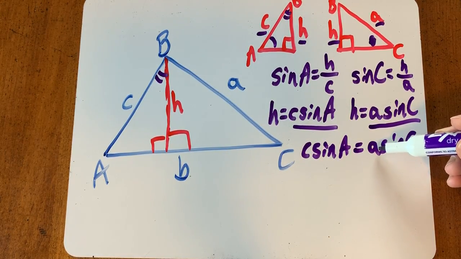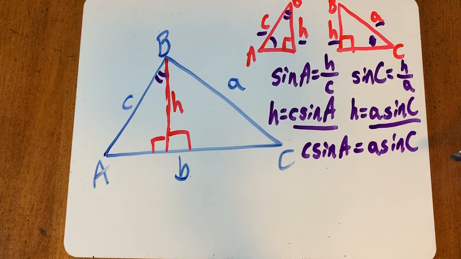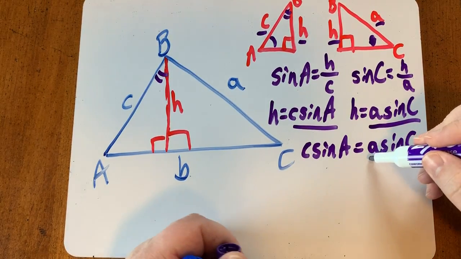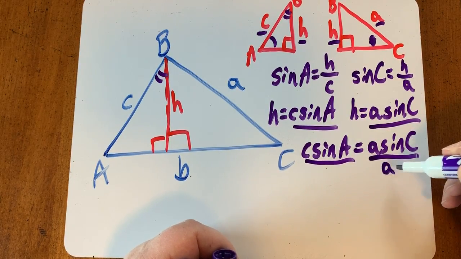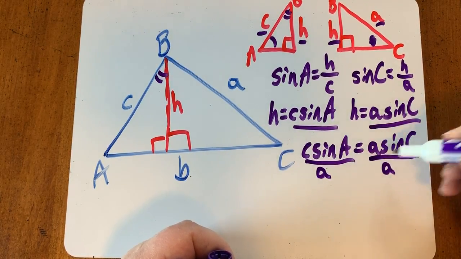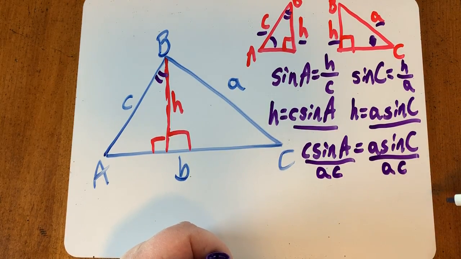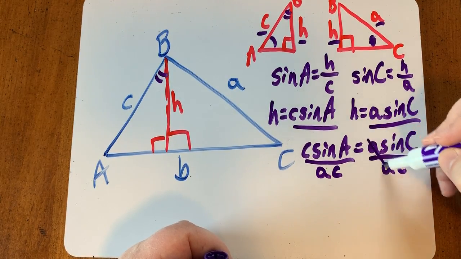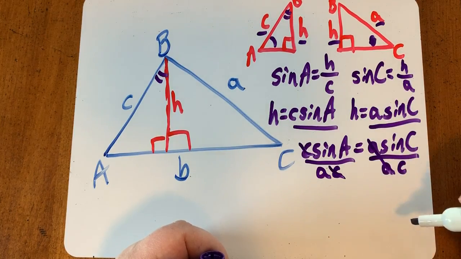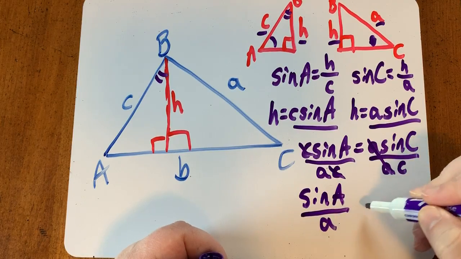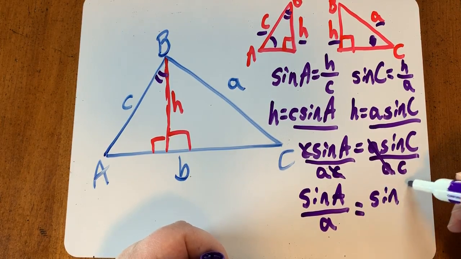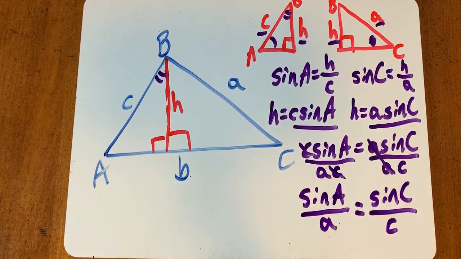And this A over here sees a cross equal sign. Hey, that's my buddy A over there. I want to go over to my buddy A, so to get rid of A times A, you would divide by A. And this C wants to do the same thing, so divide by C. So these divide off, those divide off, leaving us with sine of A over A equals sine of C over C.